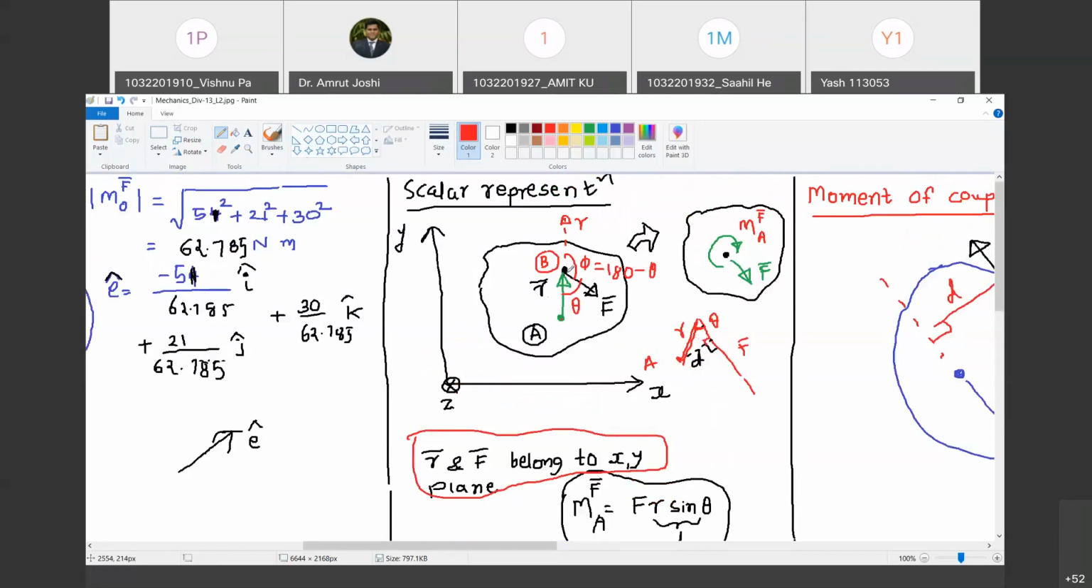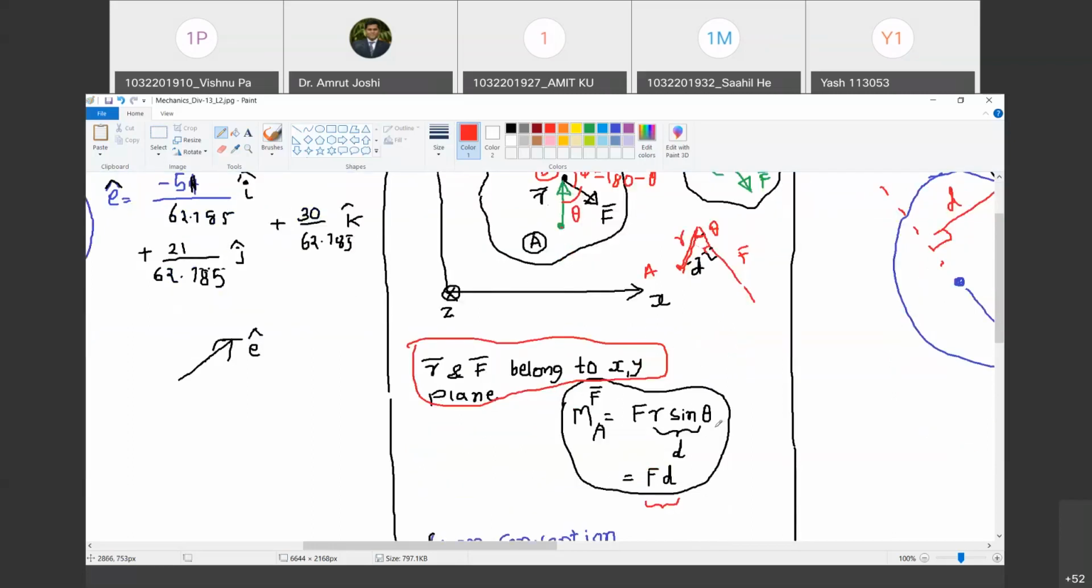I am finding out the moment of force F at A. So what I need to do is, from A, draw a line perpendicular to the line of action of F. Are you with me? Whatever is that perpendicular distance, that is d. So the general formula is, if you want to find the moment of force, you just have to multiply the force by the perpendicular distance between the line and the point.